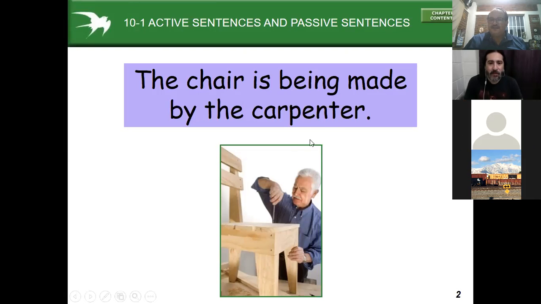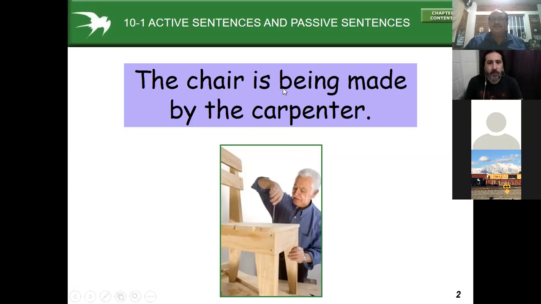The chair is being made by the carpenter. Remember yesterday we were talking about a computer: the computer is being or was being repaired. Now, here the chair is the subject, "is being" is the tense, "made" is the past participle of the verb, and the doer of the action is the carpenter.